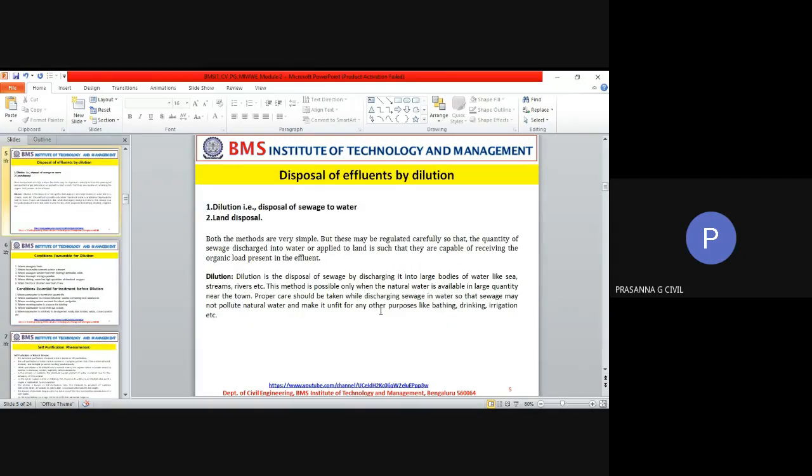So first, the disposal of the sewage can be done by two basic methods. Sometimes, in this classification I have not written it, but normally when we say disposal, it can be done before treatment and after treatment. So that's what we need to understand.